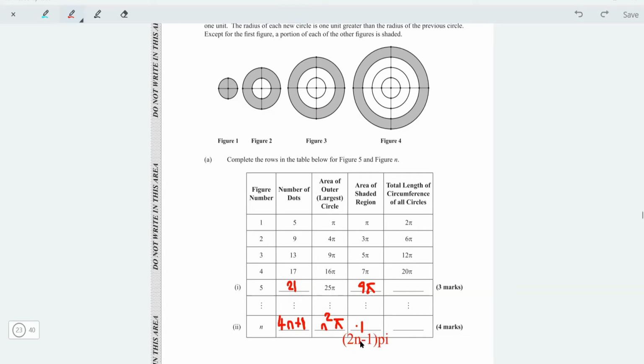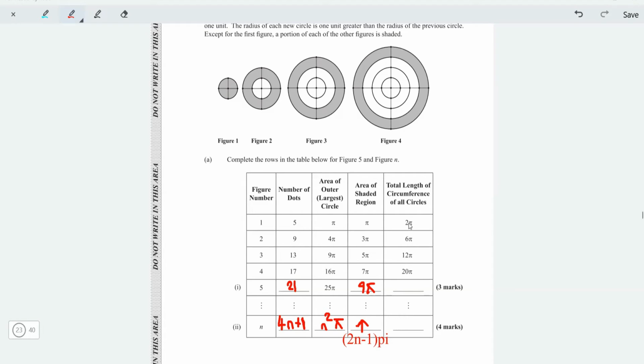So for pi, 2 times 1 is 2 minus 1. That gives 1 pi. 2 times 2 is 4, 4 minus 1. That gives 3 pi. Put a 3 here. So 2 times 3 is 6, 6 minus 1. That gives 5 pi.